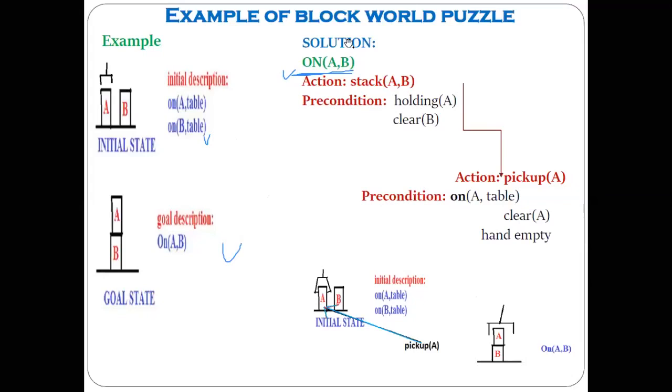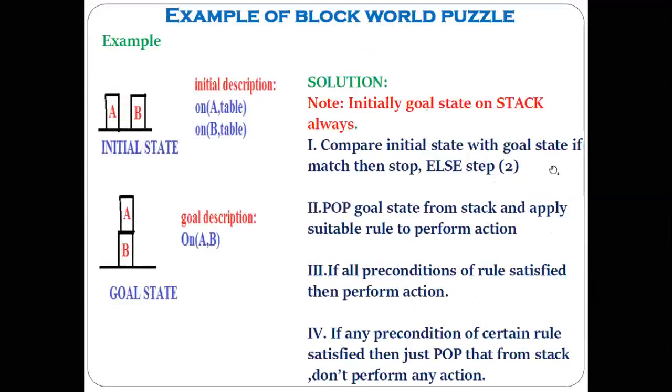Pop operation. Pop operation means here I can't write here, but this will get popped. What will I mention in the rule if you perform the pop action? What rule have we written there? Compare initial with goal state. If match, then stop. Else, go to step two. What is step two? Pop the goal state from the stack and apply the suitable rule.